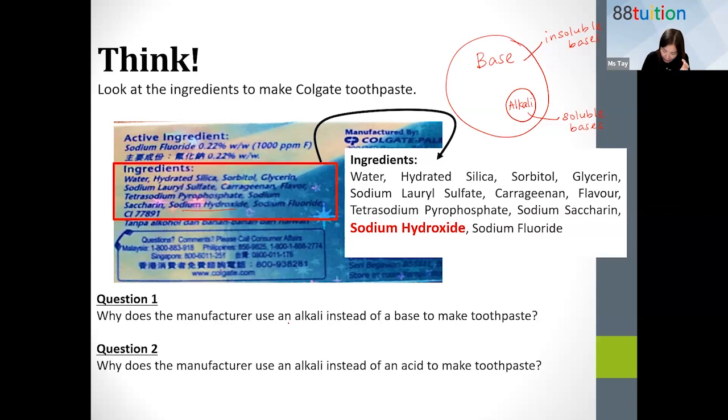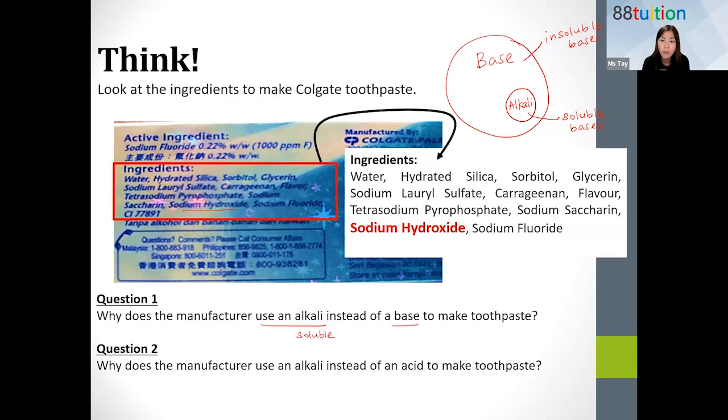Okay, so why is it that the manufacturer use an alkali instead of a base? Is because it's soluble. Okay, only when it's soluble, it can react well. It can react with the acid well. It can remove the acid better. Okay, so why use alkali instead of acid? Because our teeth already has got a lot of acid from the food that we have consumed.